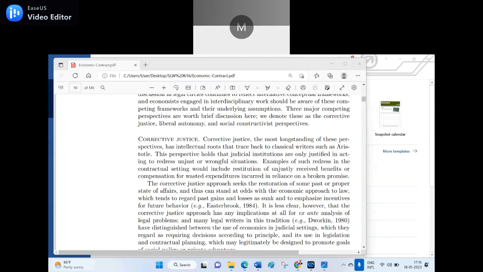So they say the corrective justice approach seeks the restoration of some past and proper state of affairs and thus can stand in art with the economic approach to law, which tends to regard past gains and losses as sunk and to emphasize the incentives for future behavior. It is less clear, however, that the corrective justice approach has any implication of ex ante analysis of the legal problem, and many legal writers in these traditions will make it out.